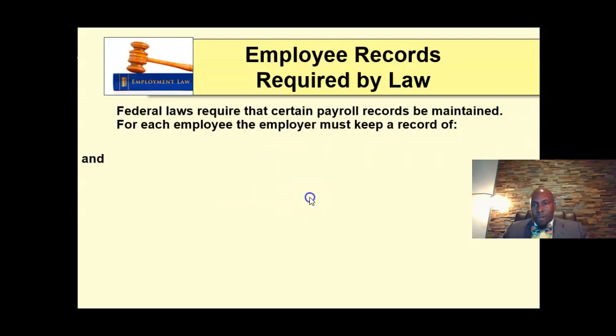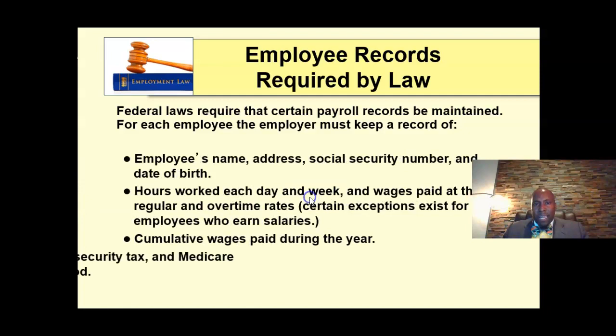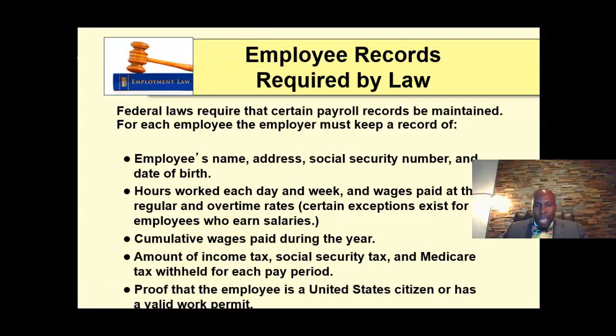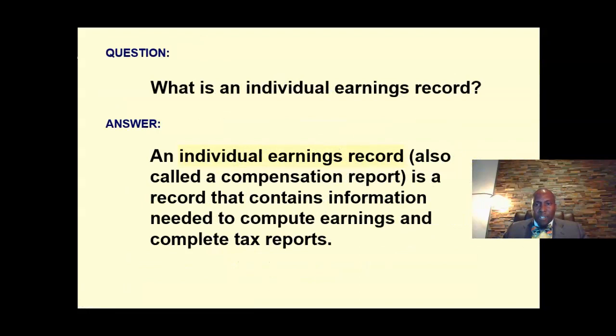Last part of this chapter is that we have to maintain records for each of our employees. That's a requirement: to maintain payroll records for each of your employees, showing their name, address, date of birth, how many hours they work, how much money they made, total earned year to date, and deductions from those employees' gross pay amount. So we have what's known as an individual earnings record.